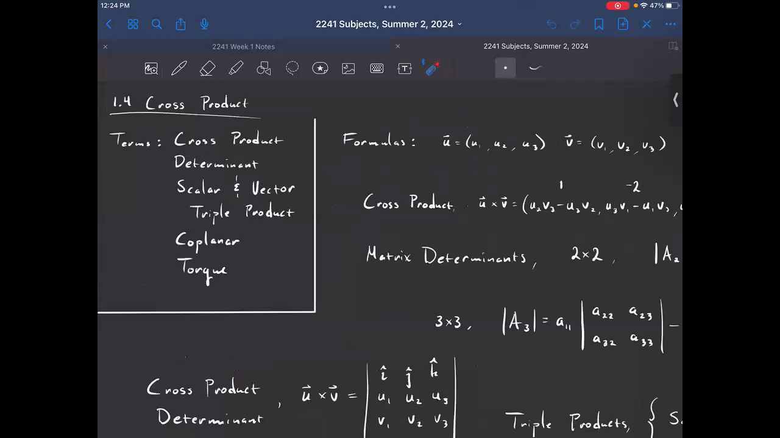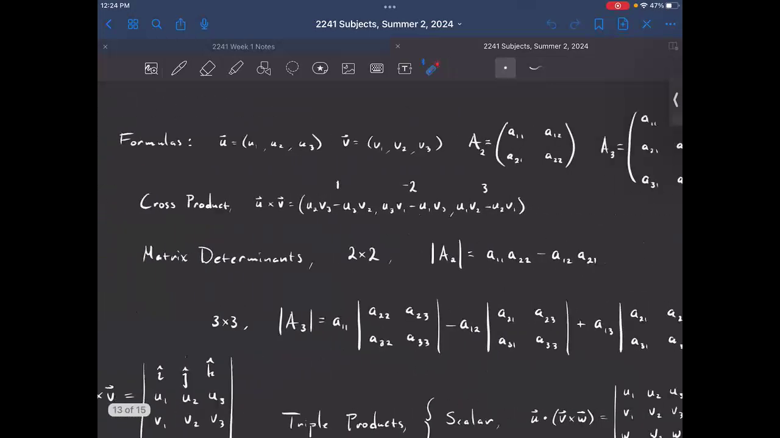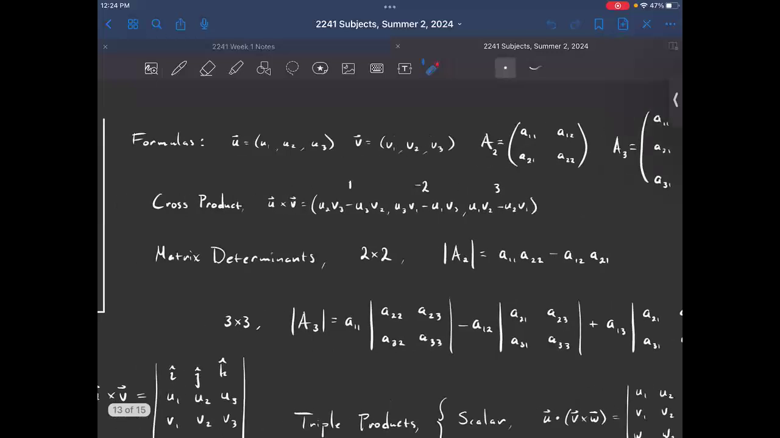So we have much fewer of these than before. All right, so the terms that we're going to go over are the cross product, of course, what a determinant is, scalar and vector triple products, and then the terms coplanar and torque. And so we'll see those on the next page. For now, let's look at our formulas.